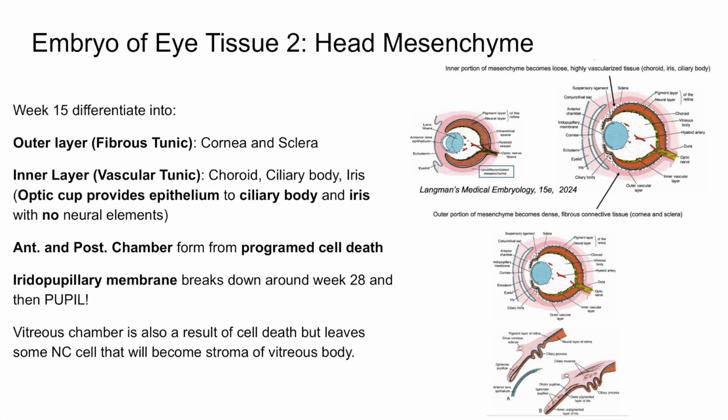So the big picture here is that the head mesenchyme builds the structural and vascular framework of the eye. Apoptosis is what sculpts those chambers, and proper regression of transient embryological structures like the iridopupillary membrane is essential for establishing normal fluid flow and vision.